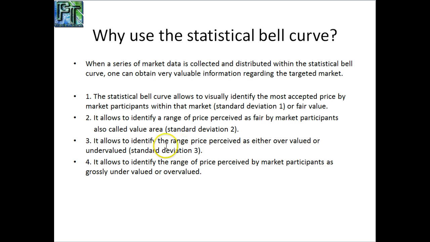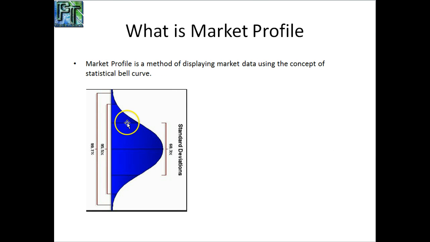Number 3. It allows us to identify the range of price perceived as either overvalued or undervalued. So if we pass standard deviation number 2, this area here becomes overvalued, this area undervalued. Now I know exactly, when I look at this statistical bell curve, I can realize where is a fair area for me to transact and what areas are considered overvalued and undervalued.